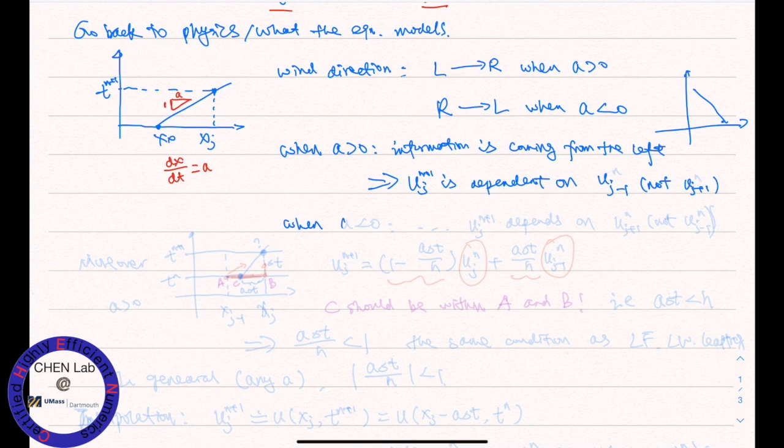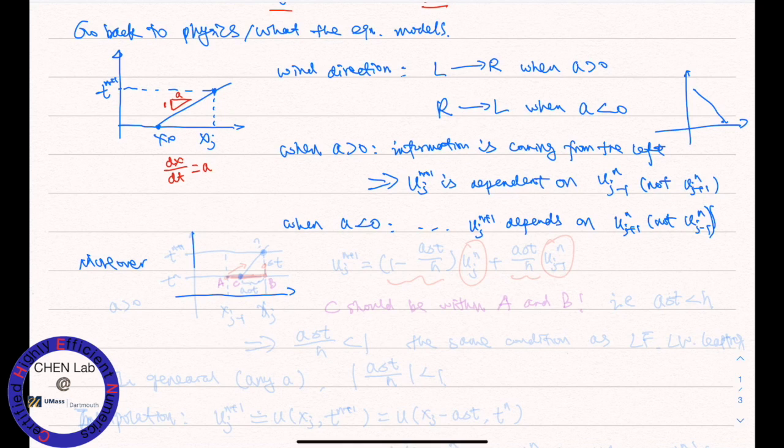When a is less than 0, we know this u_j^{n+1} depends on u_{j+1}^n and not u_{j-1}^n. That's a basic observation. Moreover, from this observation, we can derive the condition on Δt.